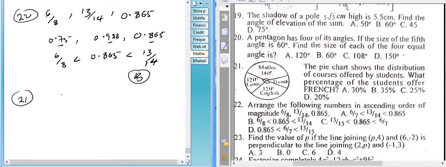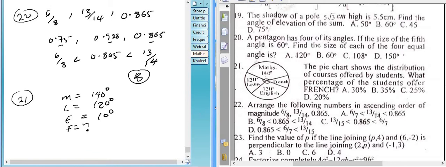So we have Maths, which is 140 degrees, then another language, let's call it L, which is equal to 120 degrees, and for English, that's the correction, which is 10 degrees. For French, we want to find the angle, which is unknown. So we know that the sum of all the angles, we want to find the percentage.